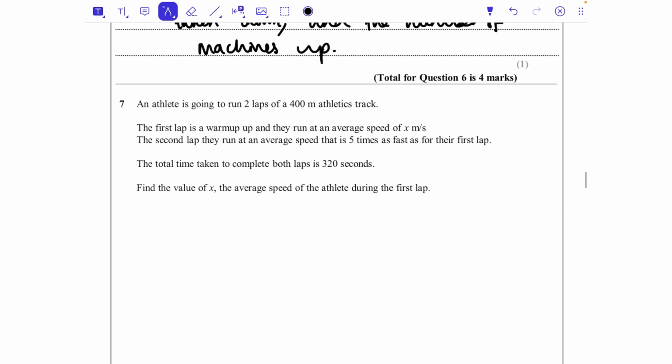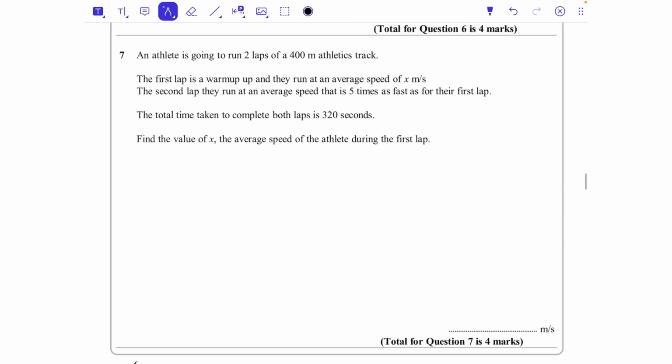Great. An athlete is going to run 2 laps of a 400-metre athletics track. The first lap is a warm-up, and they run at an average speed of x metres per second. The second lap they run at an average speed that is 5 times as fast as for their first lap. The total time taken to complete both laps is 320 seconds. Find the value of x, the average speed of the athlete during the first lap.